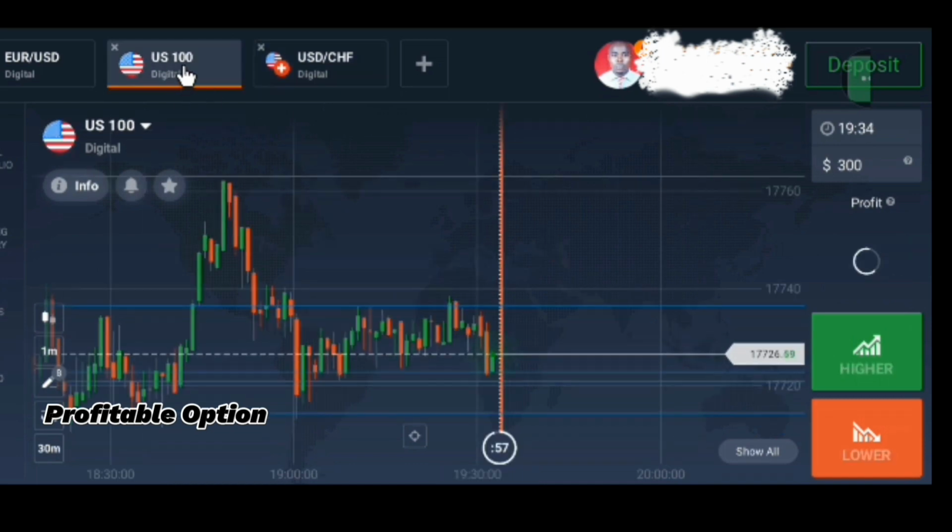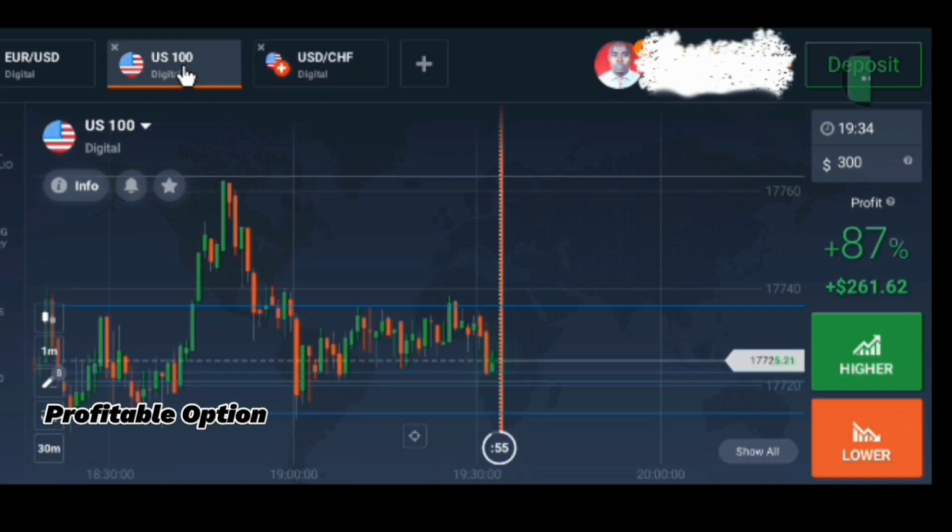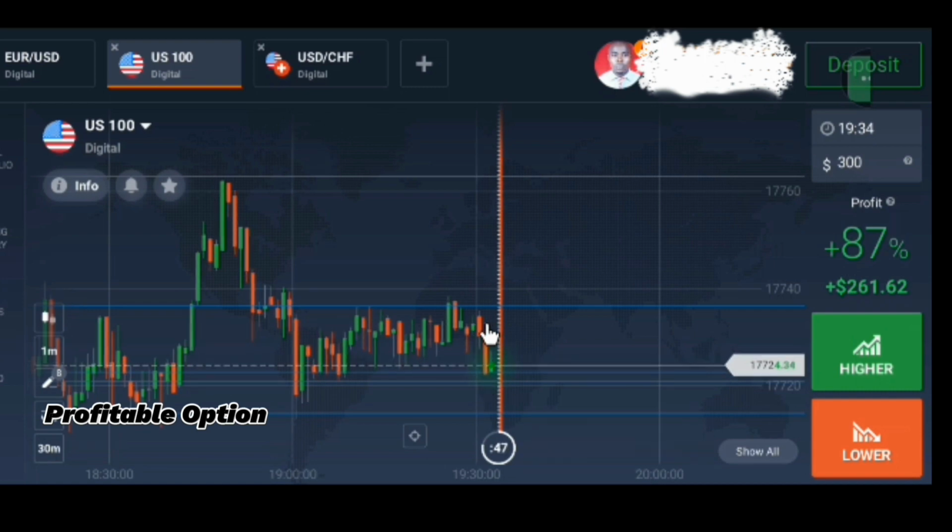Let me see how US 100 is doing. Okay, US 100 got to this point, and this candlestick is a big candlestick, so there's a possibility that it's going to break out.